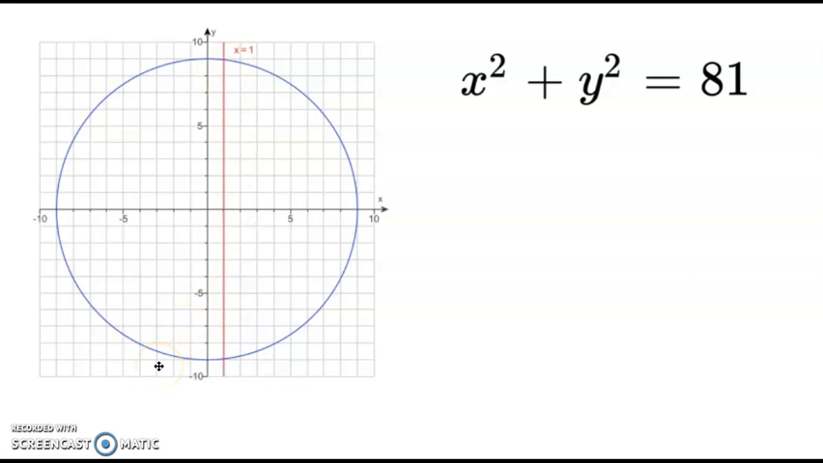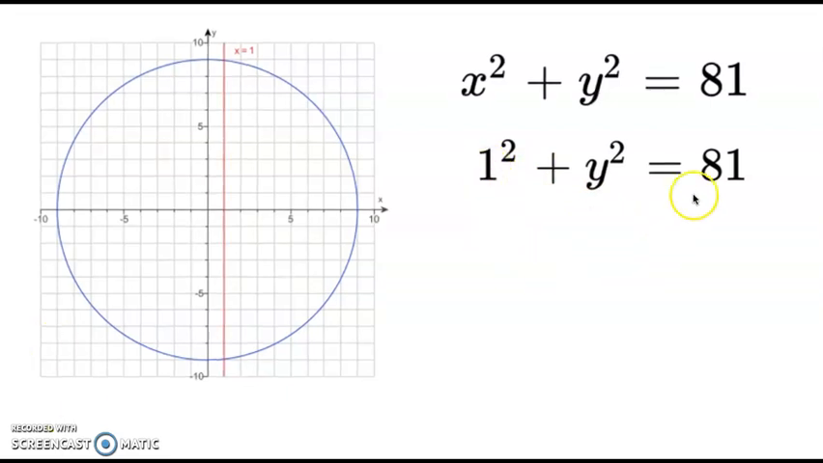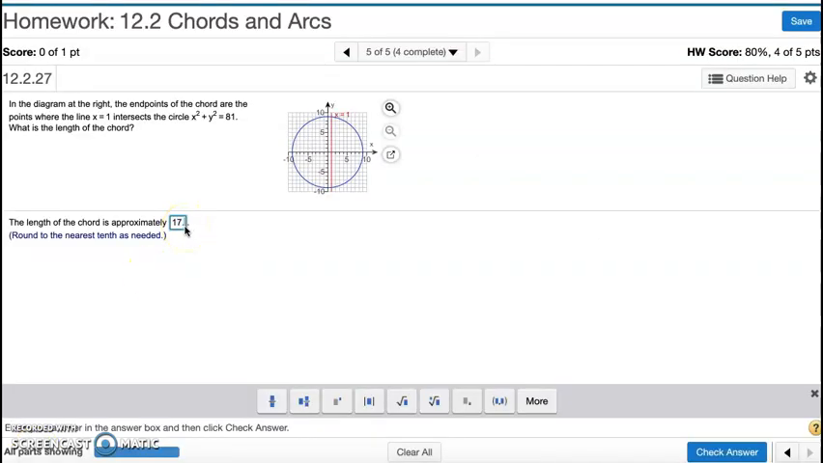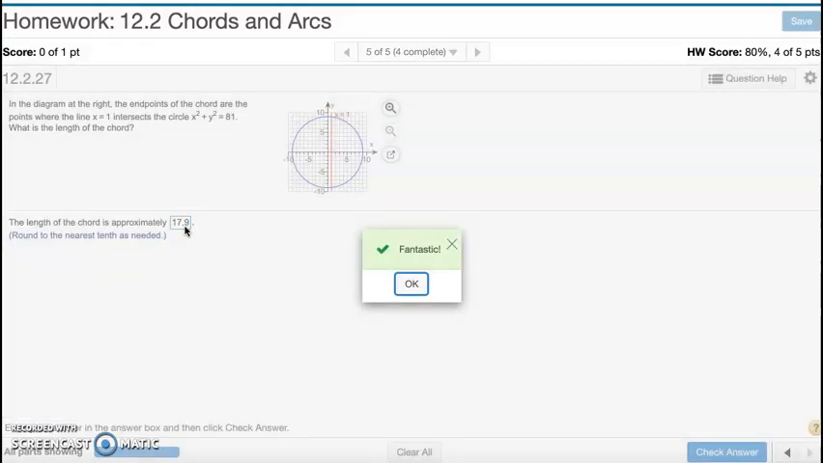So the first thing we need to do is we substitute this 1 that x is in for x here. That gives me 1 squared plus y squared equals 81. 1 squared is 1, subtract it to the other side, and I get y squared equals 80. Take the square root of both sides, and I get y equals the square root of 80. Now that's only half the measure of the chord, so you got to double that, and I get approximately 17.9. So let's type that in. So typing in 17.9 for the length, and that's number 5.